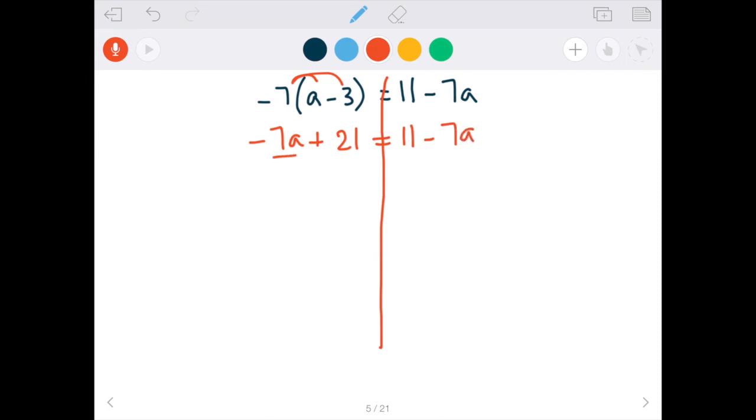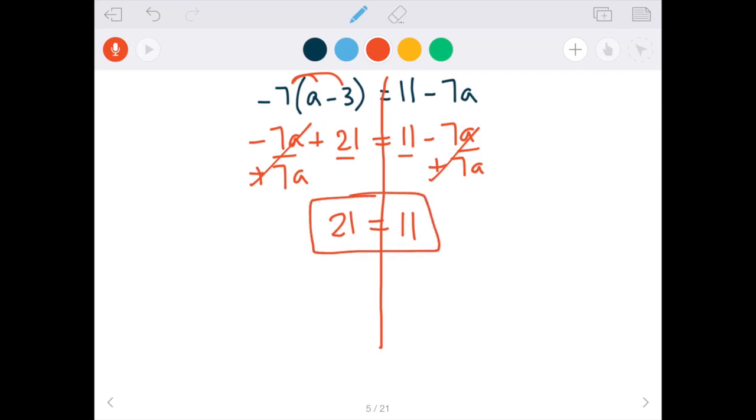I have a variable and a constant on the left, a variable and a constant on the right, so I'm going to eliminate a variable. They are the same variable, negative 7a, negative 7a, so it doesn't matter which one I eliminate. I'm going to get 0 pairs on both sides, and what I'm left with is 21 equals 11.